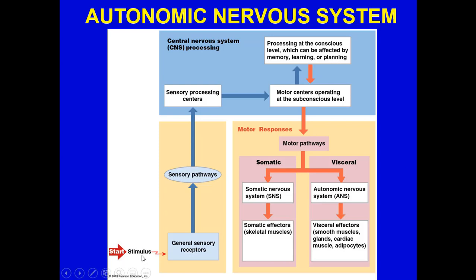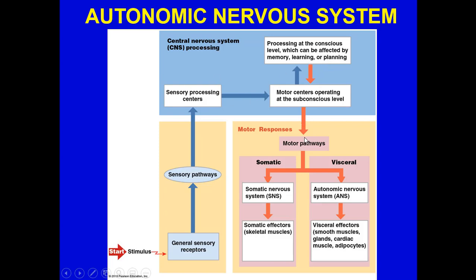We've seen this chart before. We start off with a stimulus. This is picked up by general sensory receptors, passed up sensory pathways to the sensory processing centers in the central nervous system. Now, motor centers are operating at the subconscious control, and there's a back and forth that occurs. The processing may be at the conscious level, which can be affected by memory, learning, or planning. But what do we have?